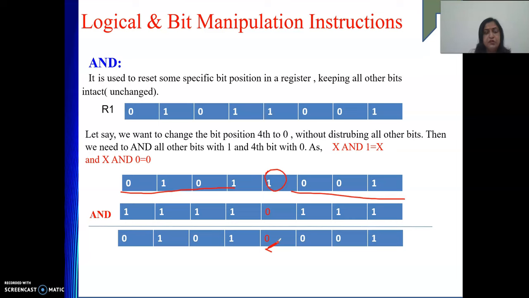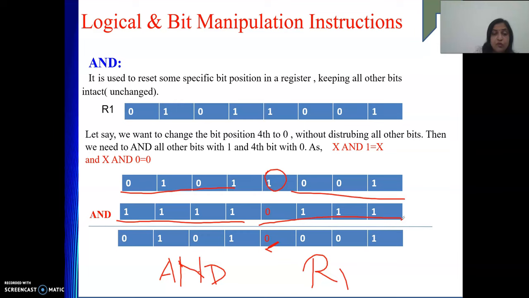Now suppose the question is, write the instruction that will reset the fourth position in a register to 0, keeping all other bits as they are. Then your answer will be, you need to write AND. The instruction operation will be AND. And which register? R1 they have given. But with what do you do the AND operation? With this content, right? This content, you can directly write the decimal of it, or I will simply write the hexadecimal of it. It will become easier for me.